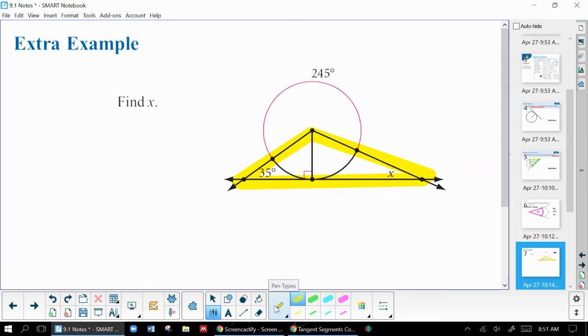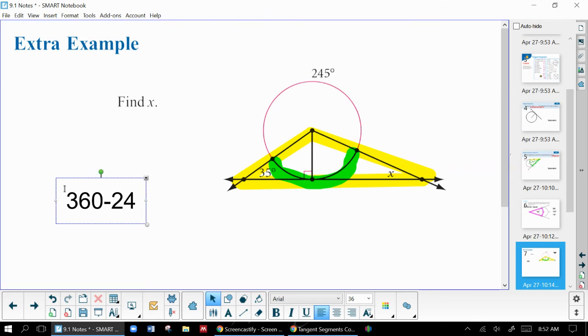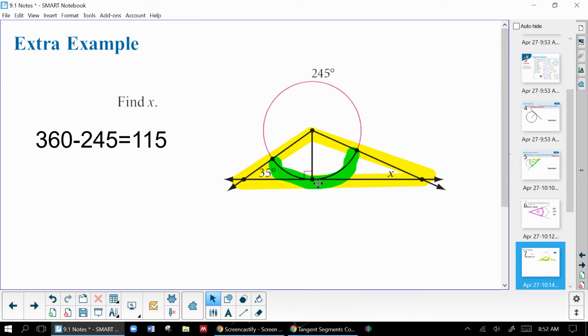So that triangle there. And the big thing is, if I know that this arc around the top is 245, I could use that to find that arc right there. Because 360 minus 245 is 115. So this arc in green is 115, which means this angle, the central angle, is also 115. That's that whole angle right up there.